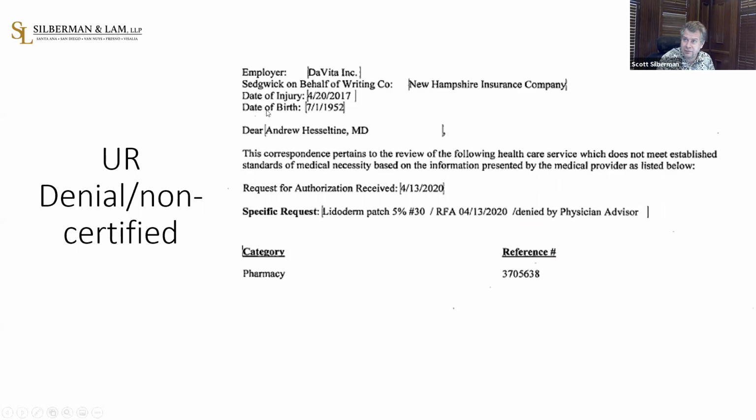All right, so here is an example of a UR denial, and it's also known as non-certified. So depending on what insurance company is handling your claim, you may see one of 2 things. You may see non-certified or denied. So in this case, it was a Lidoderm patch 5%. The RFA was submitted on 4/13/2020, and it says it was denied by the physician advisor. And there were pages after this explaining why it's denied. But again, I just want to point out to you that this is what a UR denial looks like.